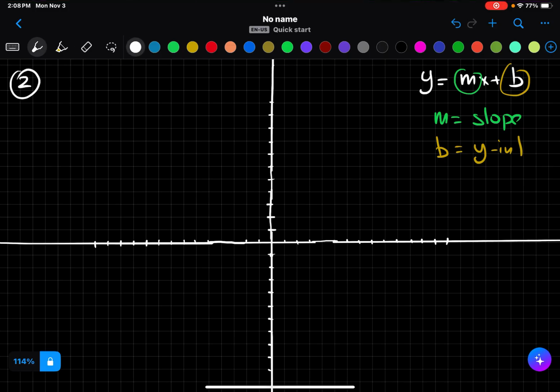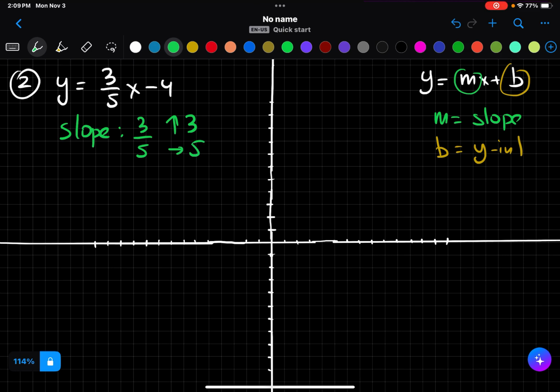All right, so for number 2, apologies for the bell. For number 2, you have y equals 3 over 5 x minus 4. So what is your slope? Once again, the slope is whatever's next to the x. In this case, it's 3 over 5. What does that mean? Go up 3 because it's positive, go to the right 5 because it's positive. They're both positive. And the y-intercept is negative 4.